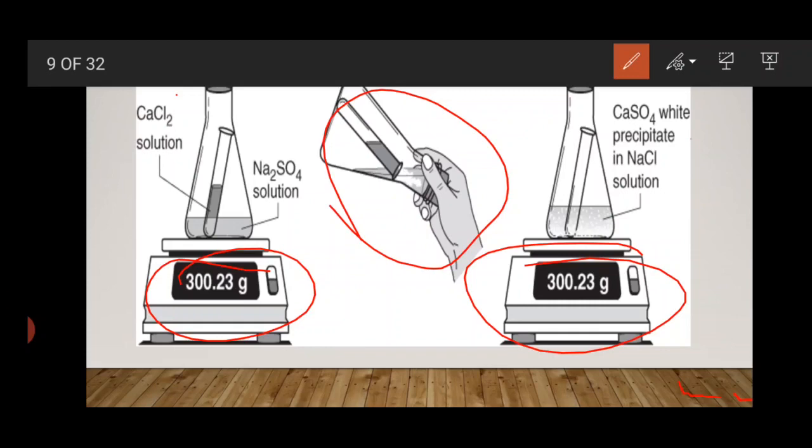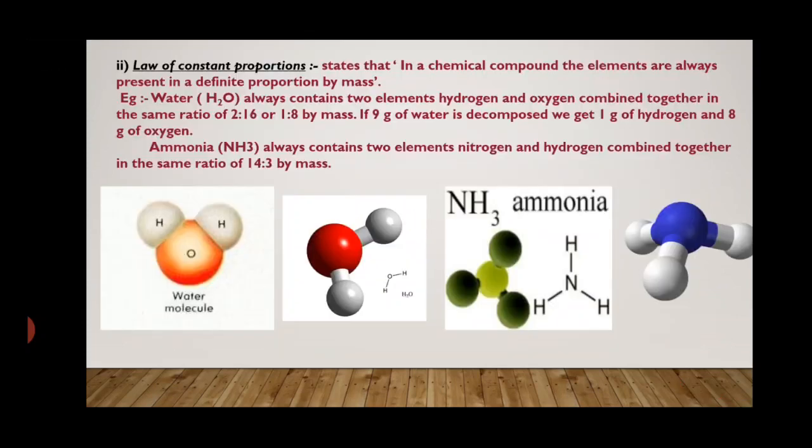Like this. And when we tilt it, immediately the calcium chloride mixes with sodium sulfate, and it gives a product of calcium sulfate and NaCl. Simply, and when we measure the mass, it again gives you the equal mass, which proves that the law of conservation of mass is that mass is neither created nor destroyed during a chemical reaction.